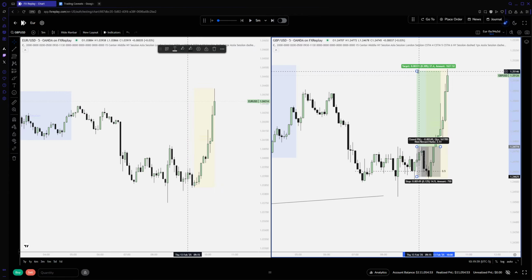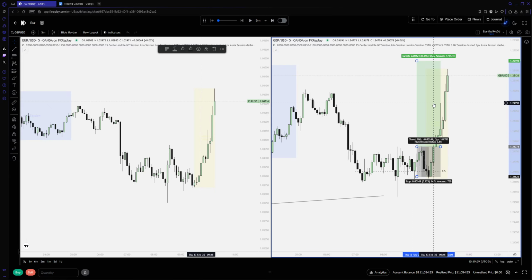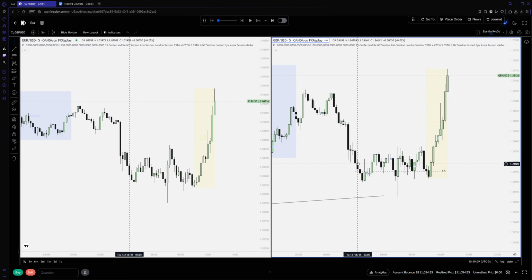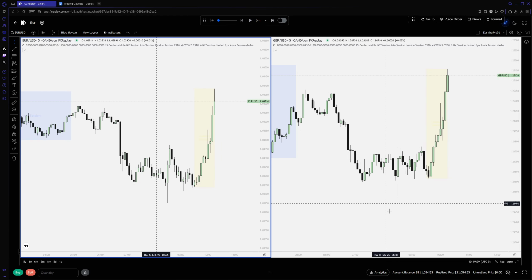I mean, regardless, it worked out. No, let's not be mad at it. No, it wasn't a real CISD pullback though. So I have to be careful about that. This was a real CISD pullback. This here. Oh man.